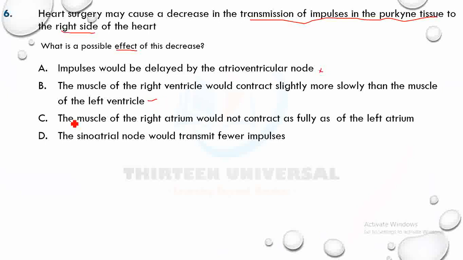But let's see why the others are wrong. The muscle of the right atrium would not contract. Okay, so this is not the effect of it. Because at this point, the right atrium would have contracted. We're looking at Purkyne tissue, which takes impulses to the ventricles. The atria contract once the sinoatrial node sends out waves of excitation. So this is not what we're looking for. We're looking for the effect.